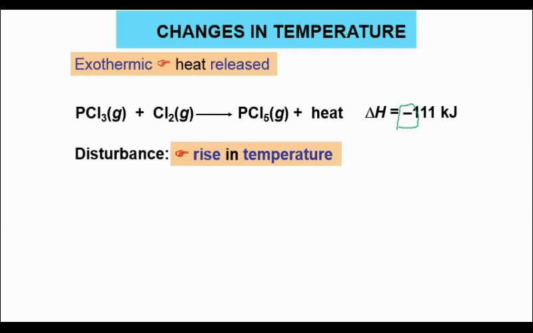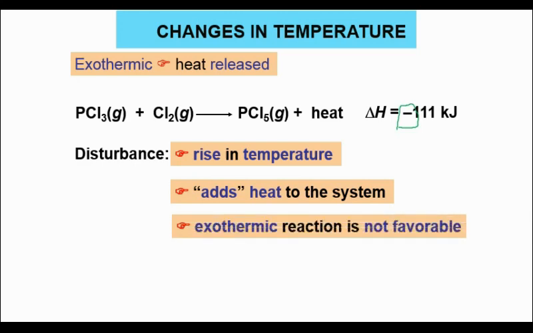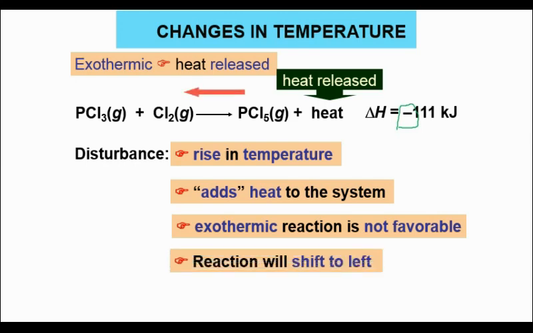Disturbance to the system. What will happen when we raise temperature? When we increase the temperature of the system, it means we are adding heat to the system. So, the exothermic reaction is not favorable. Exothermic reaction will release heat. If we add more heat, it is not favorable to exothermic reaction. Thus, the reaction will shift from right to the left. The equilibrium position will shift from right to the left.